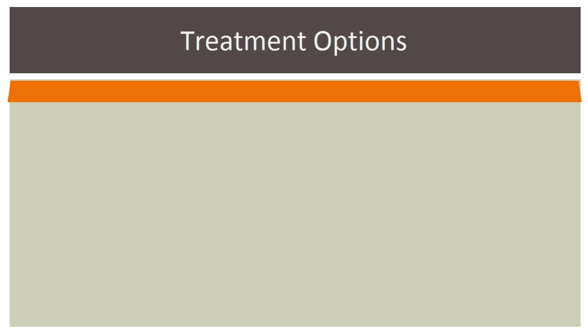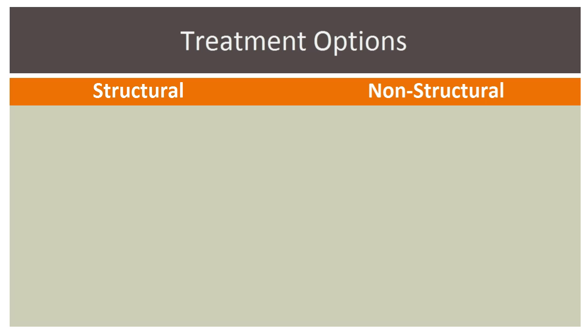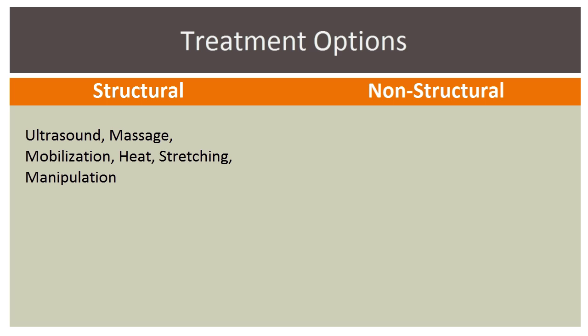So what are our treatment options for structural and non-structural dysfunctions? For structural dysfunctions, remember, we're going to want to find the modality or treatment technique that is going to move an anatomical structure. So those would include ultrasound, massage, other types of soft tissue mobilization techniques, maybe functional mobilization, stuff that's used by the Burrell Institute. You can use stretching, chiropractic manipulation, heat, etc. Laser would be included in there as well.